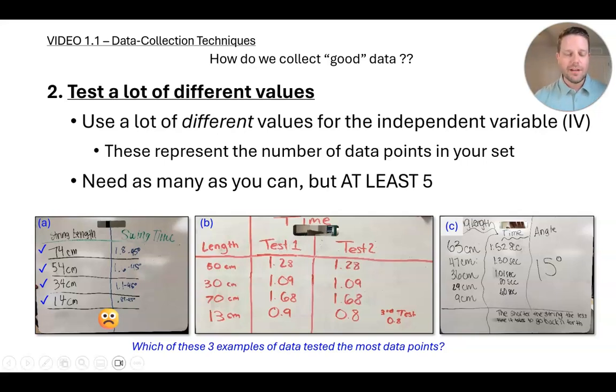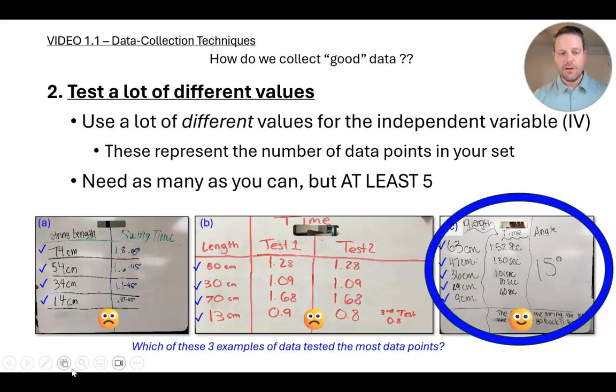What about B? How many data points do you see? Come on, everybody, count with me. We have 1, 2, 3, 4. Not good. And then C, we got 1, 2, 3, 4, 5. So pretty good, right? That's 5, and we'd say, okay, that's going to be the winner. It definitely has the most data points, but 5's not that great. So I'm going to give it a neutral face there.